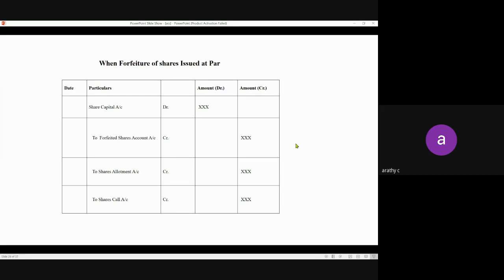Here, the entry regarding the forfeiture of shares issued at par is share capital account debtor to forfeited shares account, to share allotment account, to share call account. This is the entry. Thus, you have to add the forfeited shares account. All others are the same.